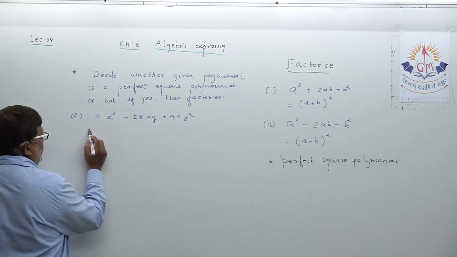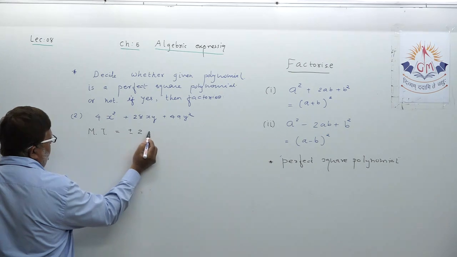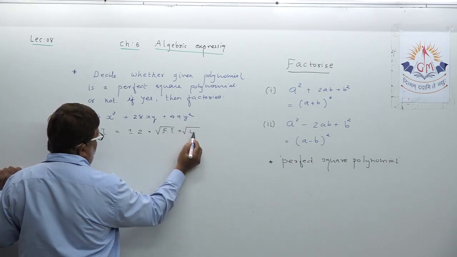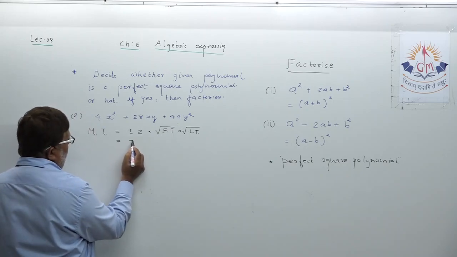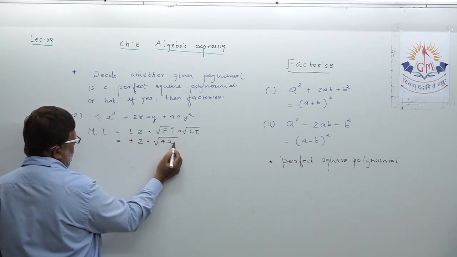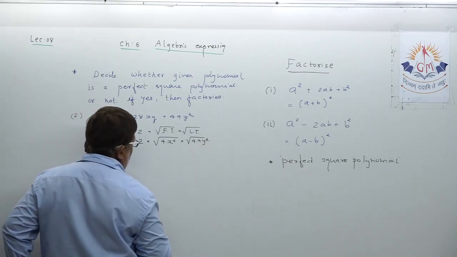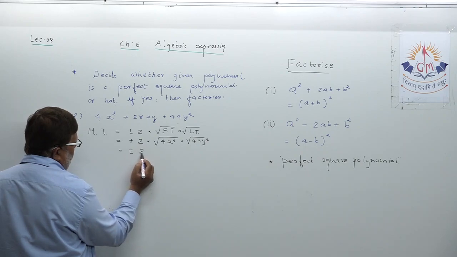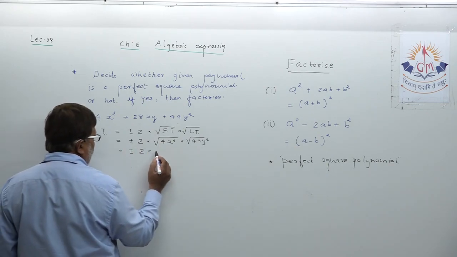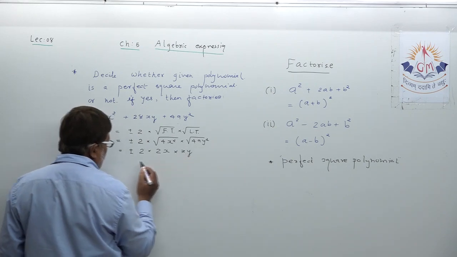What is the first step, dear student? You will write the formula of the middle term, plus minus 2 into under root first term into under root last term, equal to plus minus 2 into under root first term, that is 4x square, last term, that is 49y square. Let us take out the square root of 4x square. It is 2x, you know this. Square root of 49y square, it is 7y.